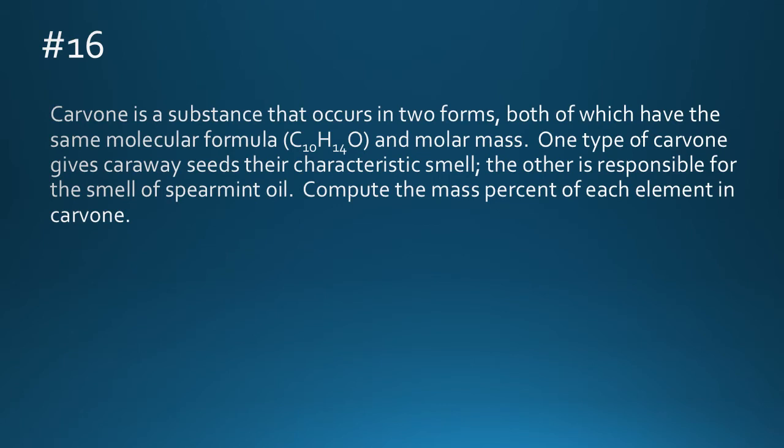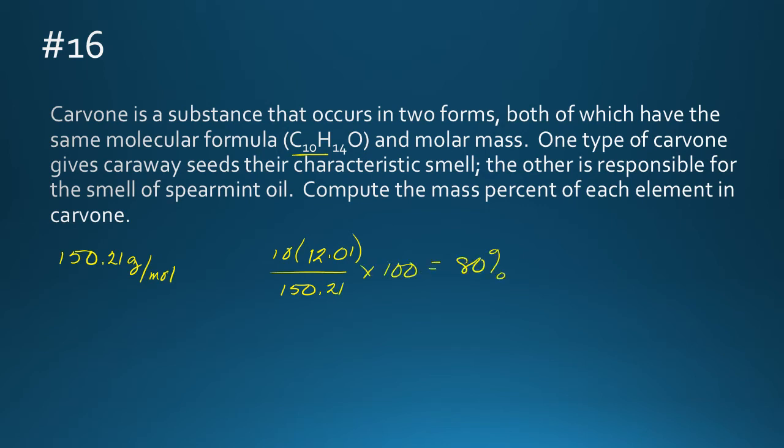Okay, so this is kind of interesting. Take a minute and read through this. To solve this problem, the first thing I'm going to need to do is find the molar mass of this compound. The molar mass ends up being 150.21 grams per mole. If you're not sure how I got that, let me know. The part that's carbon, well, there's 10 carbons. Each one of those weighs 12.01. I divide that by 150.21, multiply it times 100, and you end up with 80%.